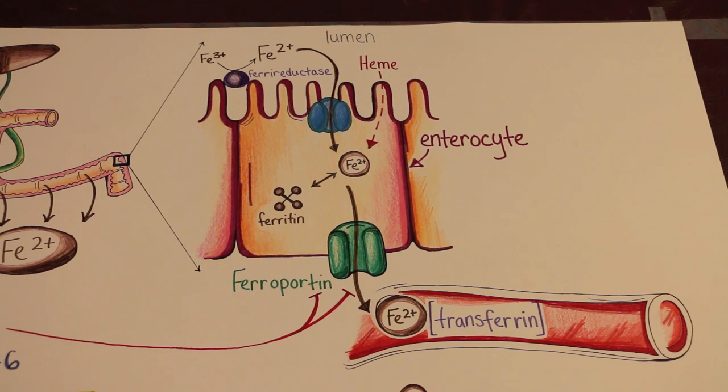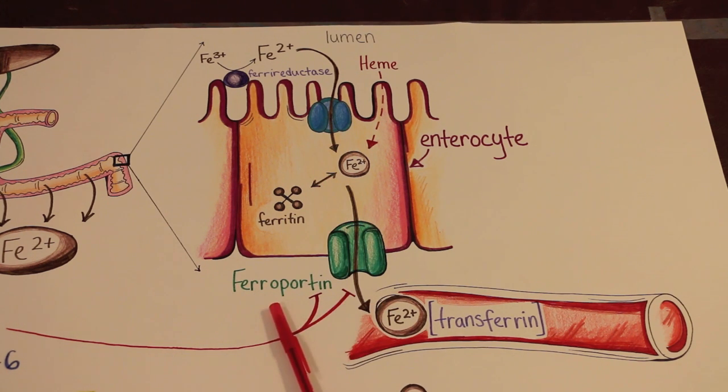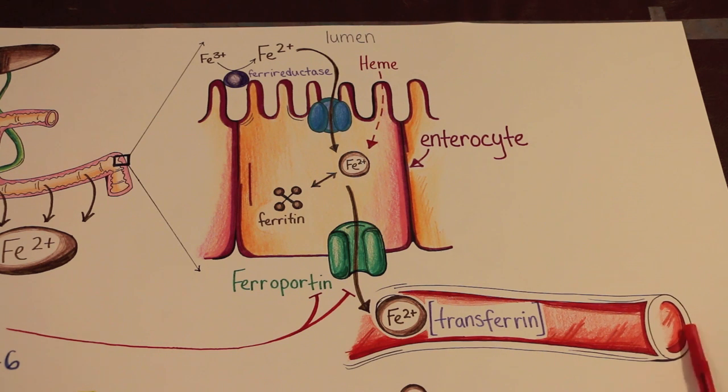Hepcidin then circulates and binds to ferroportin channels, which are on the basolateral side of the enterocytes, which closes them. This inactivates it and internalizes ferroportin. Ferroportin is a cellular iron channel that allows efflux and allows absorbed iron from the gut to cross through the enterocytes and enter the blood.